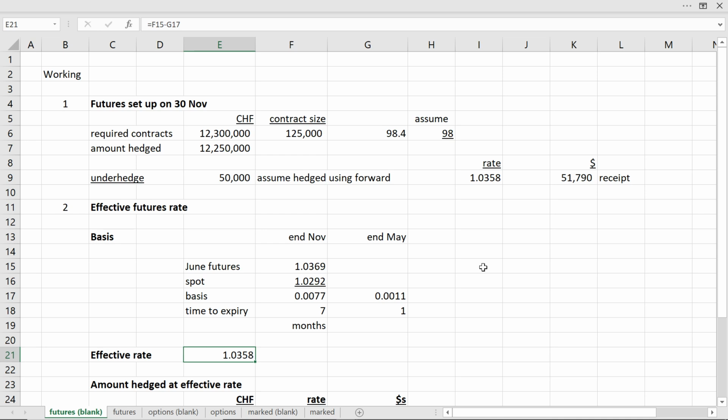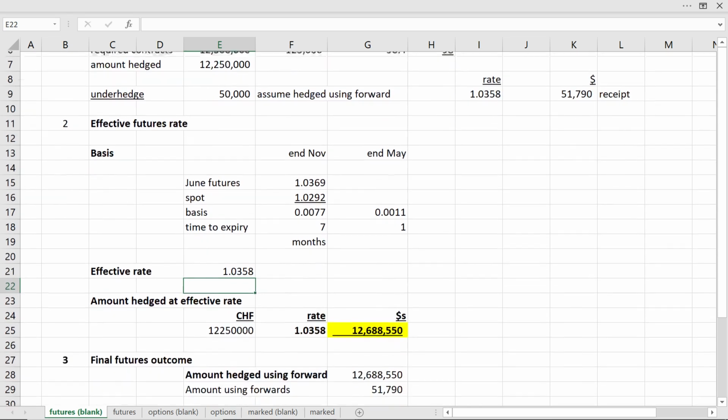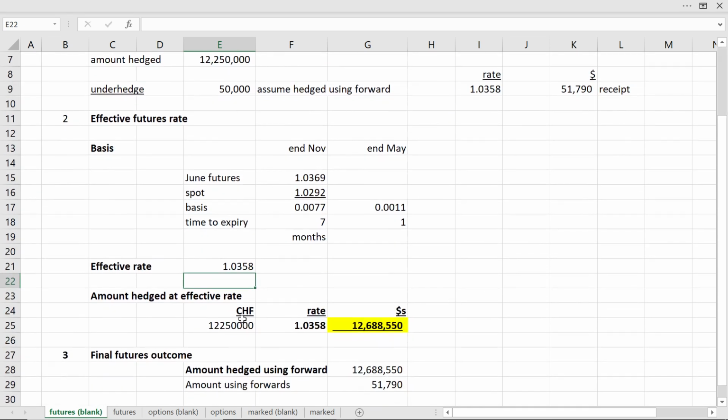There are different ways of doing this. The approach I'm using here is to use the opening futures rate, less the closing basis. And that gives me 1.0358, and that is my effective rate. And the most accurate way of using that is to say everything that I've hedged, top of the screen, the amount hedged on my 98 contracts, well, that's tied into 1.0358. So multiplying by 1.0358, that's the outcome.